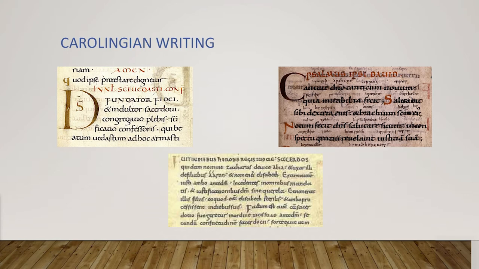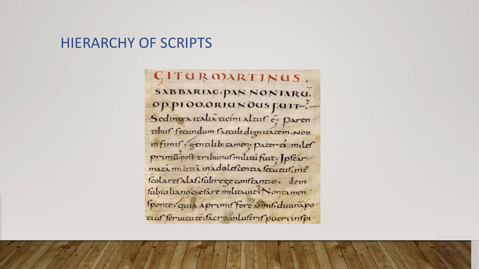Here are a few examples of the script named Carolingian that I am proposing. As you can see, it's very organized, words are spaced apart for easier reading, and the letters are very clear and lack the complexity of other hands.